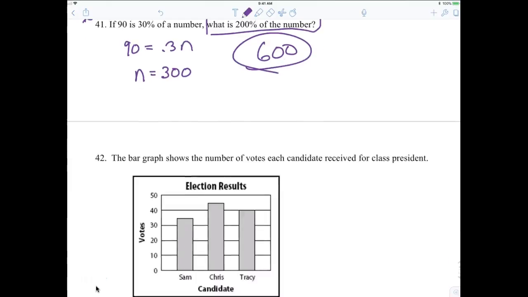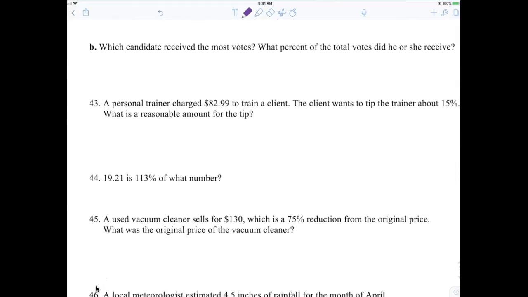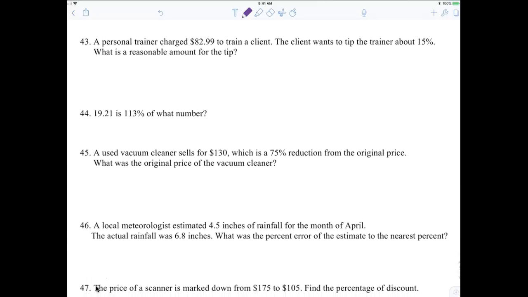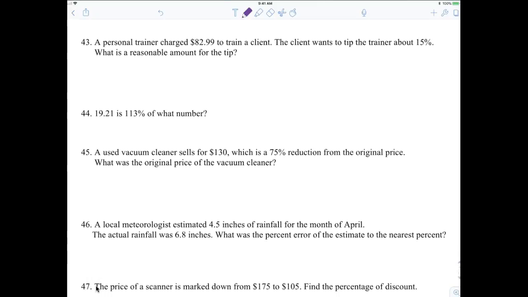Let's check out 43. All right. So I want to leave somebody a 15% tip. I didn't ask for the total bill. I asked for how much tip there would be. Avery, can you tell me what I would do to find how much tip I'm going to leave the person?